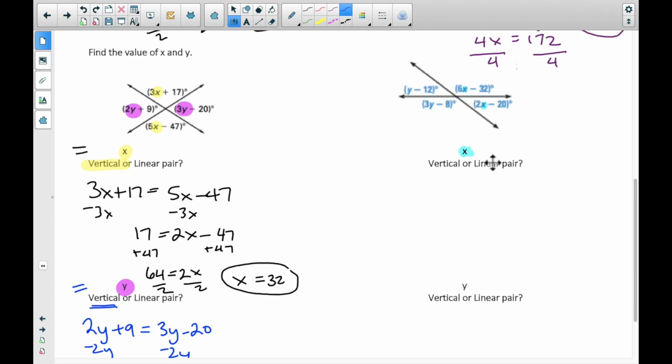Are they vertical or are they linear pair? Let's look at it. Makes a straight line. Straight line is a linear pair. That means the sum is 180. So since it's a linear pair, I'm going to add it up to equal 180.